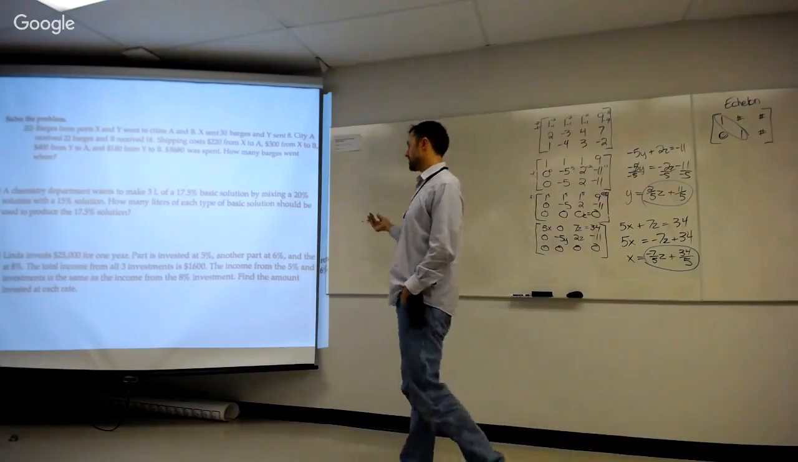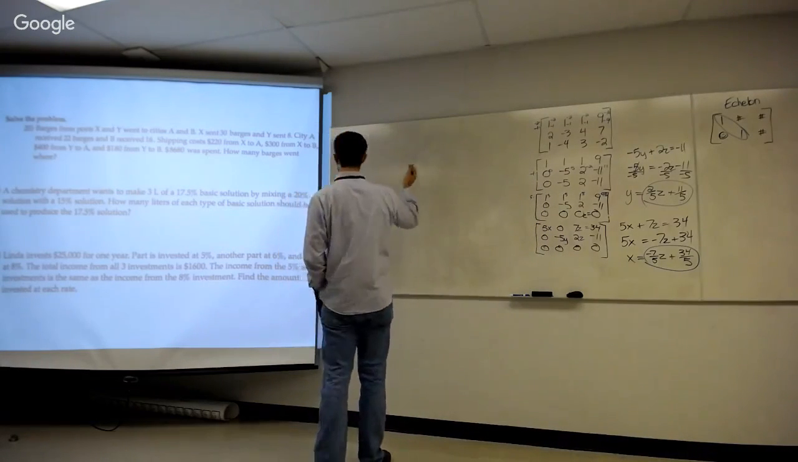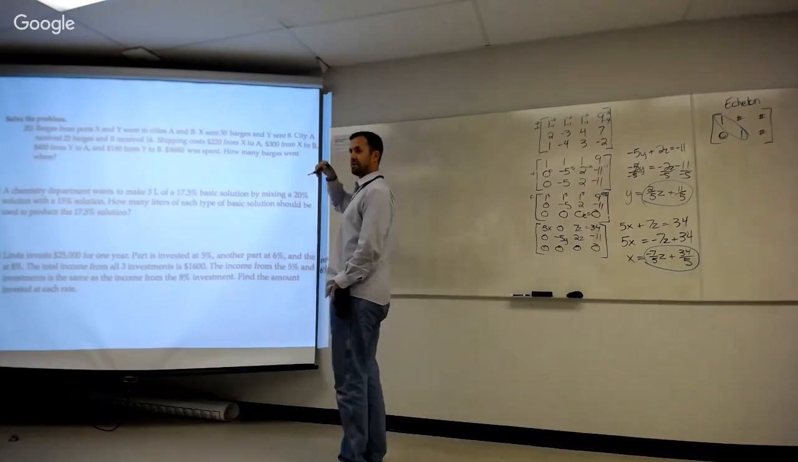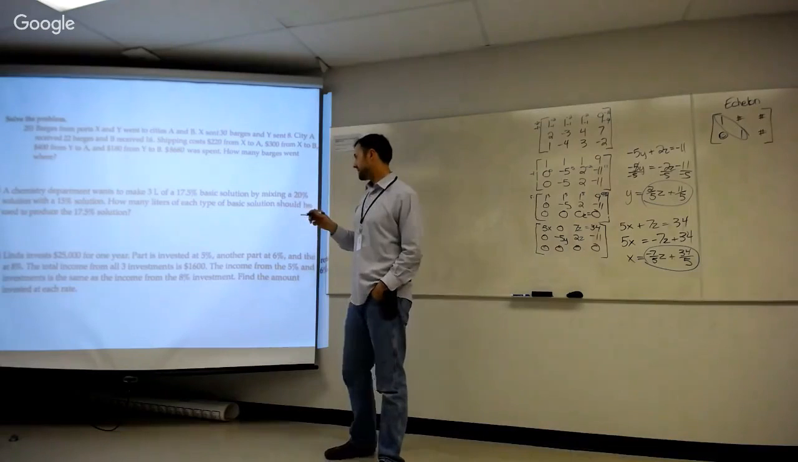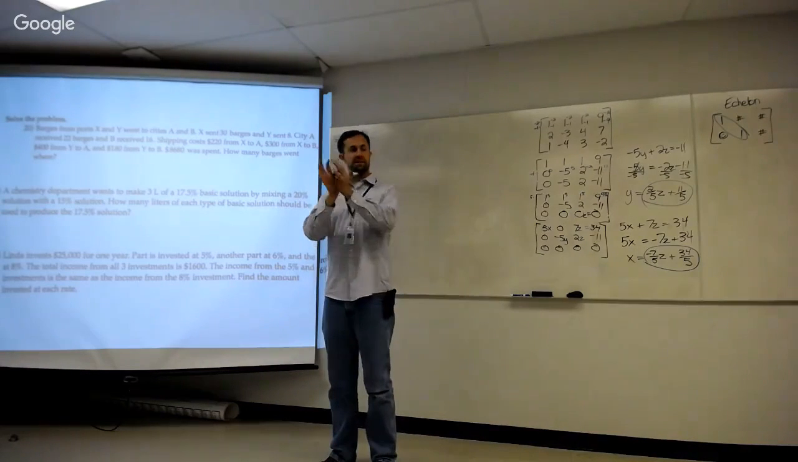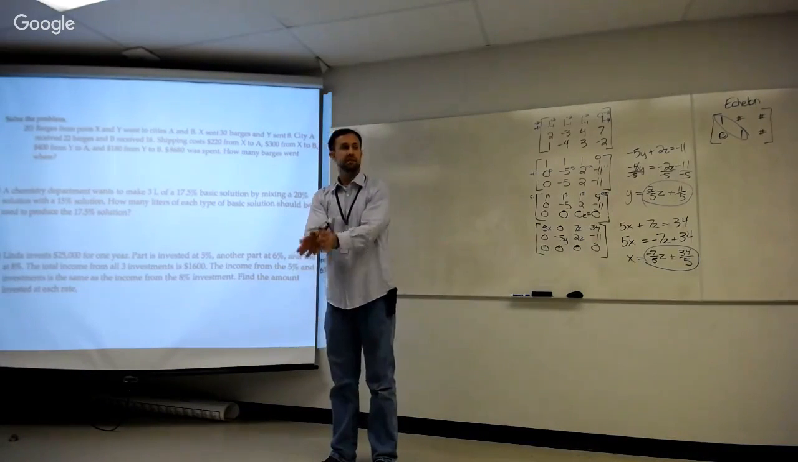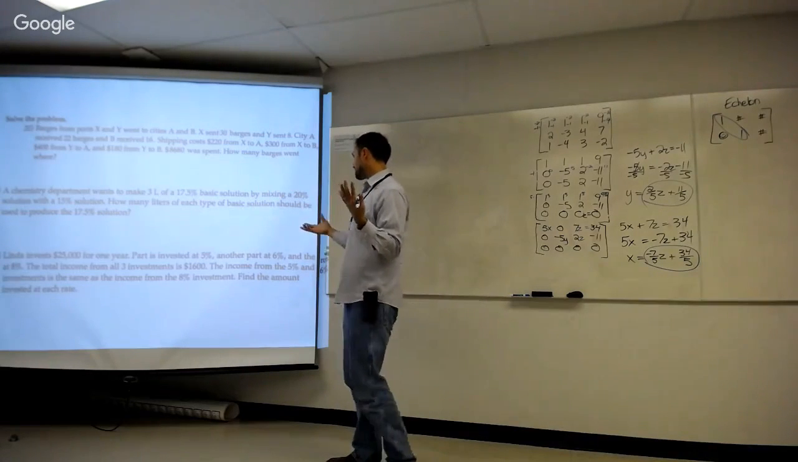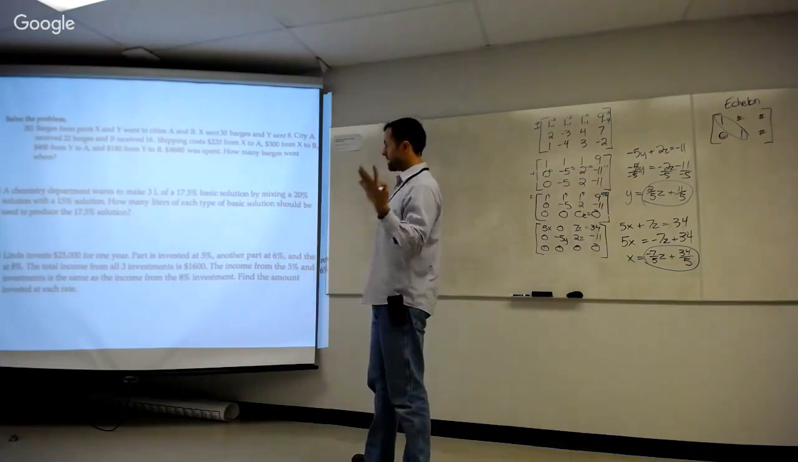Let's do number 22. So, Linda invests $25,000 for 1 year. So, what do you guess Linda's about to do? Is she going to take all $25,000 and put it into one account? No, she'll probably put it in multiple different accounts with multiple different interest rates. How many accounts is she putting it in? Three. Of course she is.